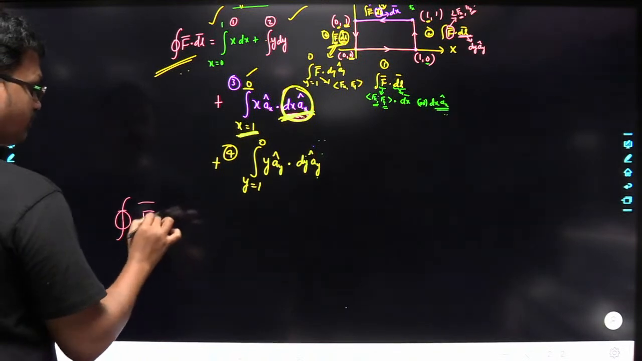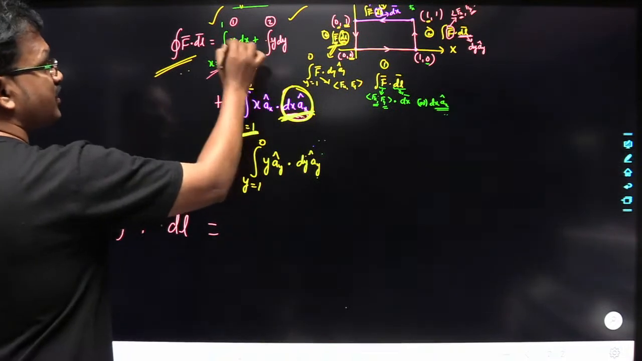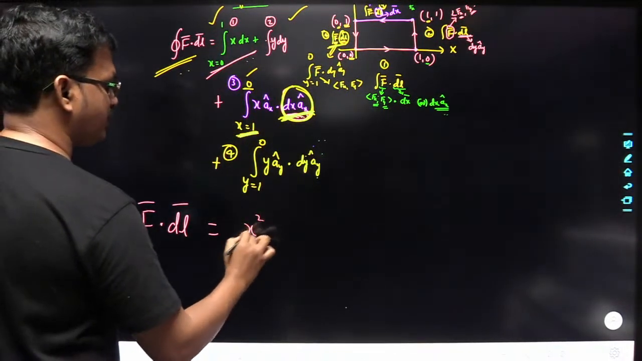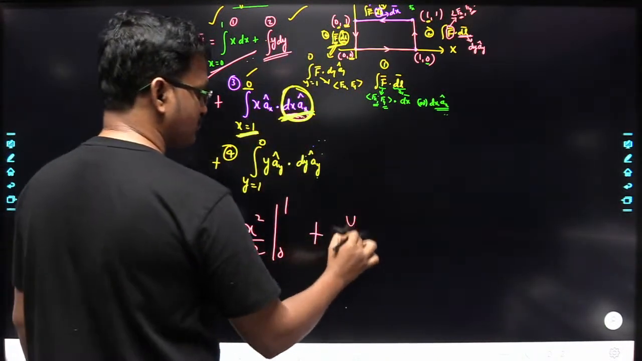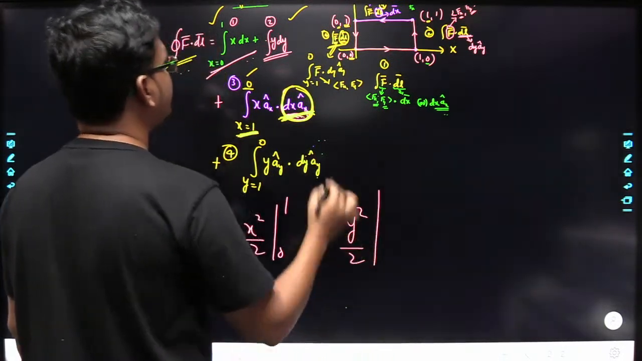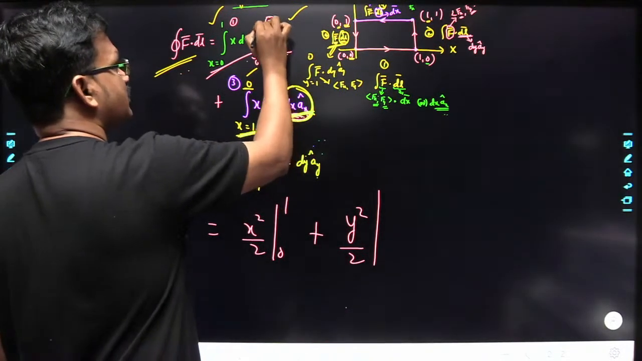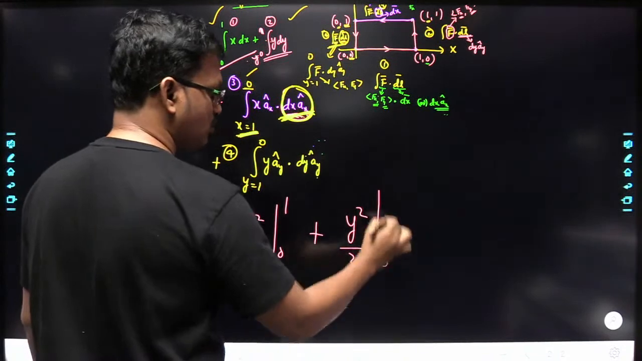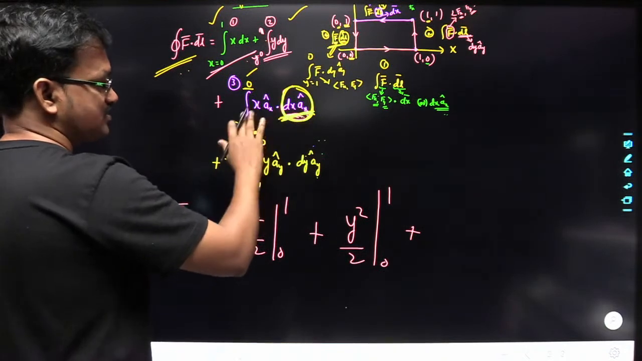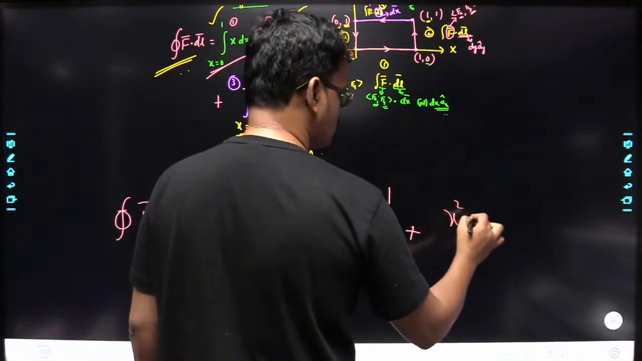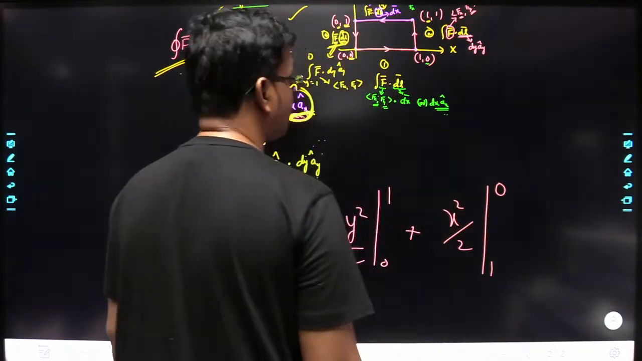So check that one here, f bar dot dl bar. What are you going to get? Take the first section, integrate with respect to x, you are going to get x square by 2, its range is from 0 to 1, plus integral y dy, that is y square by 2. I forgot to represent the range, so y is varying from 0 to 1. Then the third one, x dx, you are going to get x square by 2, its range is from 1 to 0.